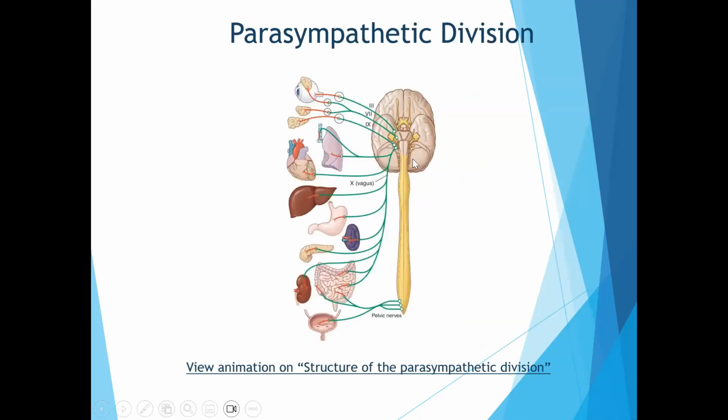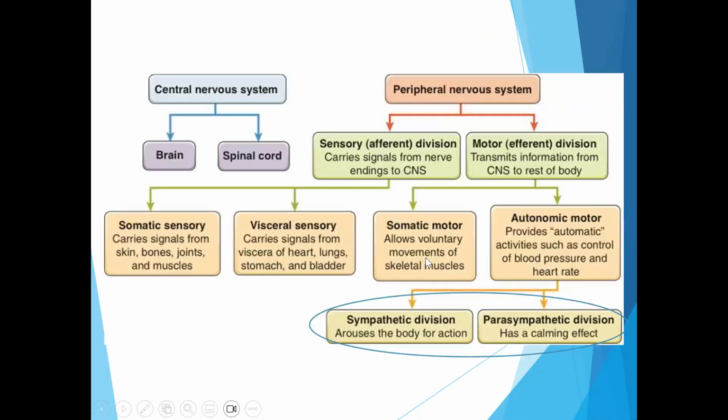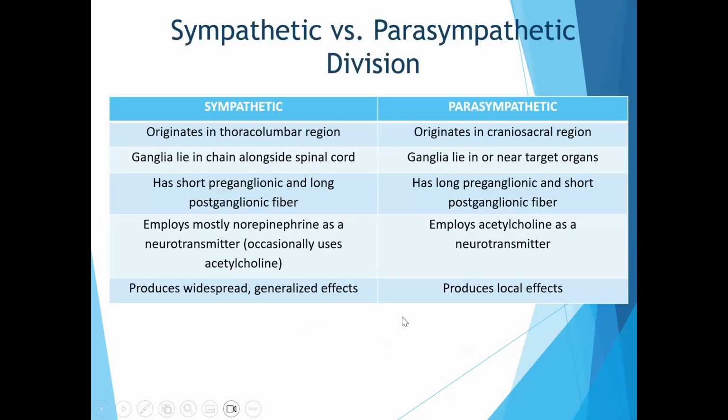Then we have our parasympathetic division. This is known as our craniosacral division because we have some that start all the way in the brain, kind of super high up, and then we have our sacral division of parasympathetic nerves as well. Okay, so we're going to go into these a little bit more in depth.